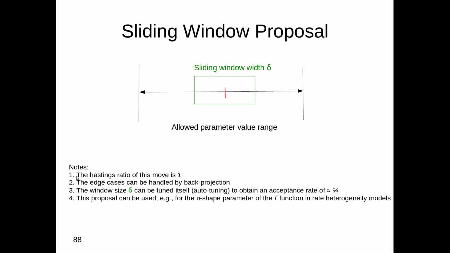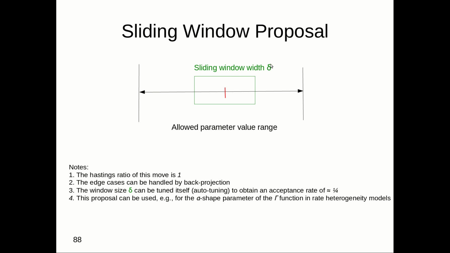So some notes here: the Hastings ratio of this move is 1. The edge cases, where you end up going beyond the allowed limit, like the minimum branch length and the maximum branch length, can be handled by back projection. And an interesting additional thing here is that the window size delta can be tuned itself. This is called auto-tuning, to obtain an acceptance rate of 1 over 4, like 25%.